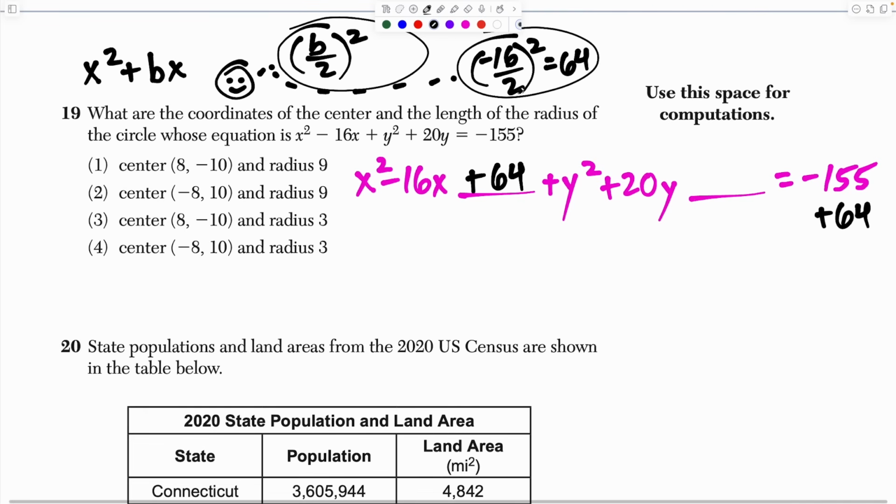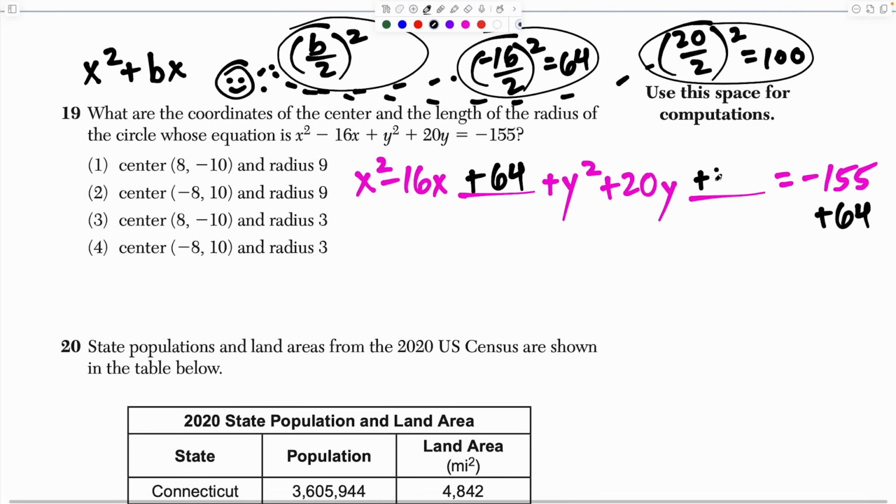For this one, I'm going to use that same idea. This time I have a b value equal to 20. So I take half of it and then square that number. Half of 20 is 10, and 10 to the second power is 100. That's the number I'm going to add to both sides.